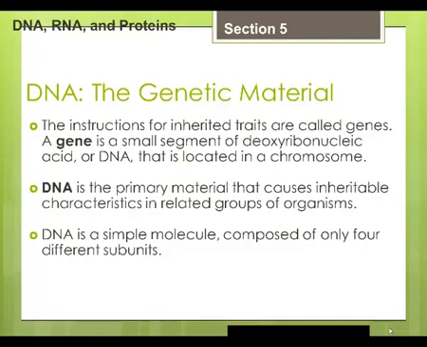DNA is the primary material that causes traits to be inherited from parents. It's what is passed from parent to offspring, and it gives characteristics to related groups of organisms. It is a very simple molecule. It's only composed of 4 subunits, 4 different nucleotides.